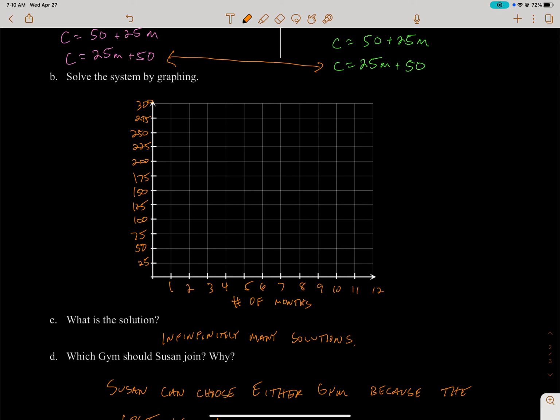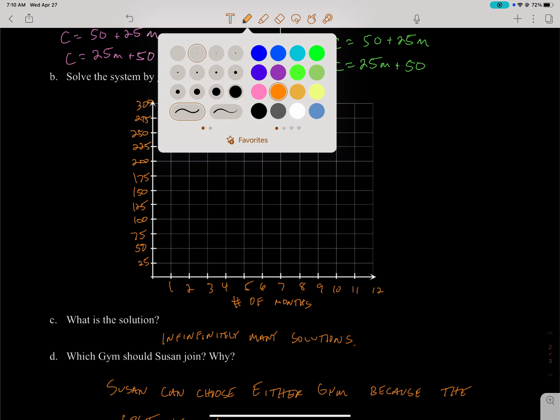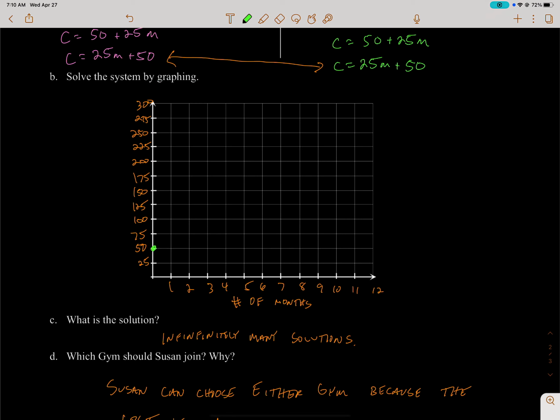All right, so then we start off at an initial $50 fee up front, and then every month we have to pay another $25. So if I go up 25 and over 1, I'm there. And we do that every month. Up 25, right 1. Up 25, right 1.